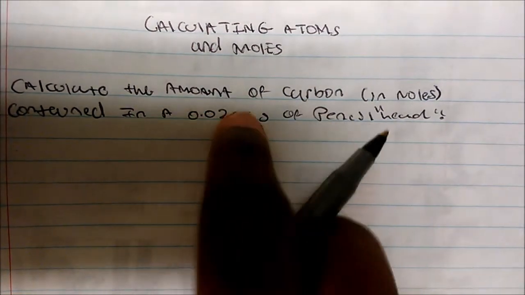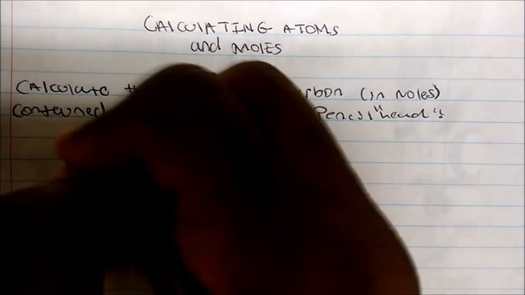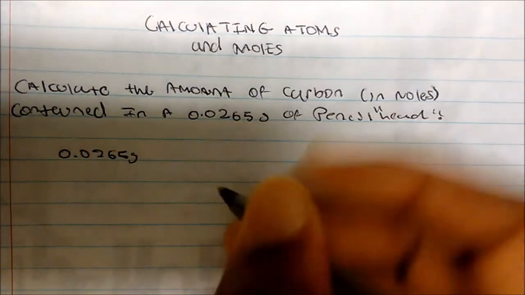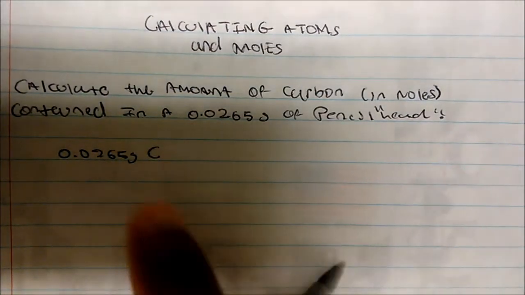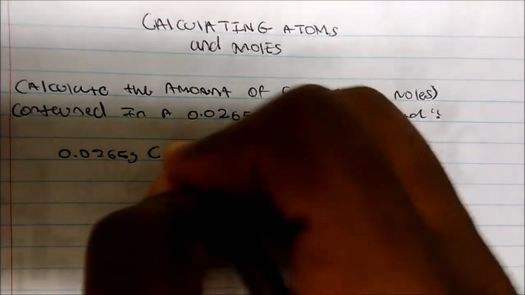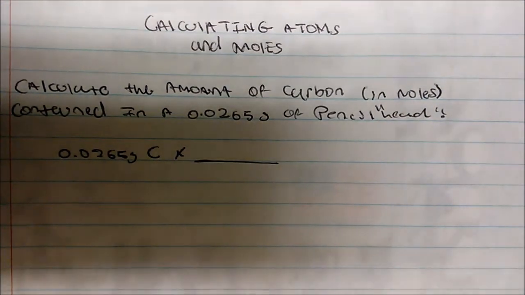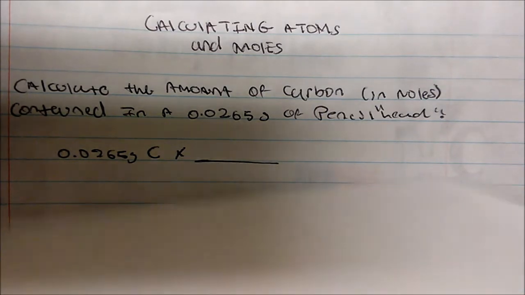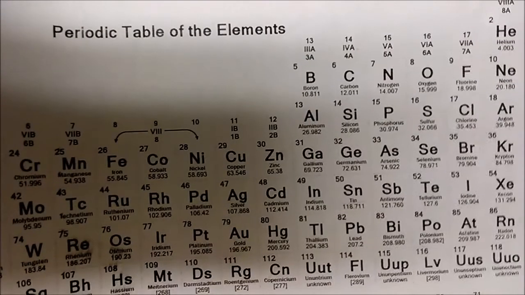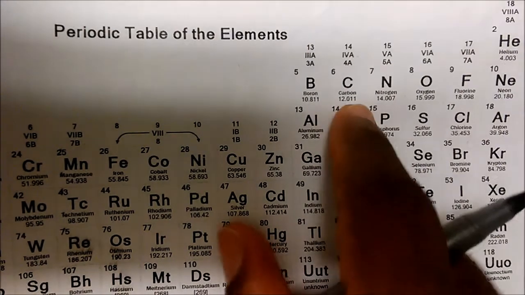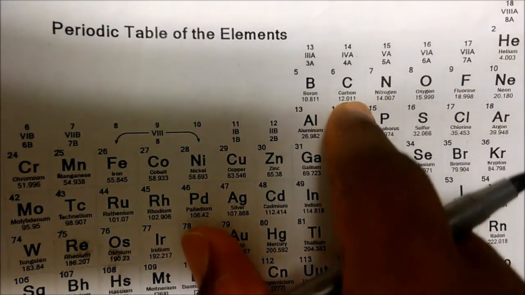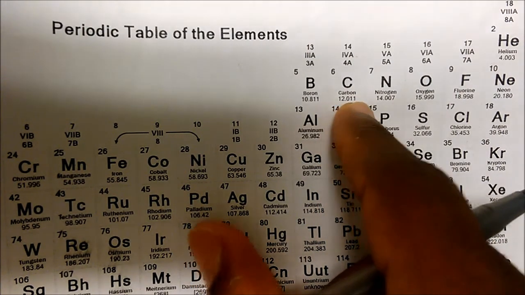And so I always start with what's given. So I'm given 0.0265 grams of carbon, okay? And I want to know how many moles there were. So essentially, I draw my multiplication sign, my fraction bar, and then I go to this beautiful thing called the periodic table. And if I look at the periodic table, for every 12.011 grams of carbon, I have 1 mole.